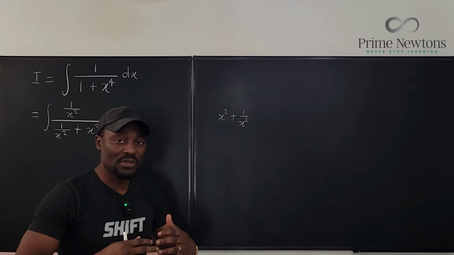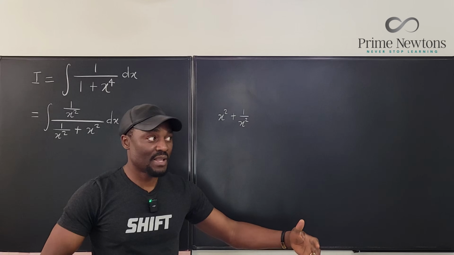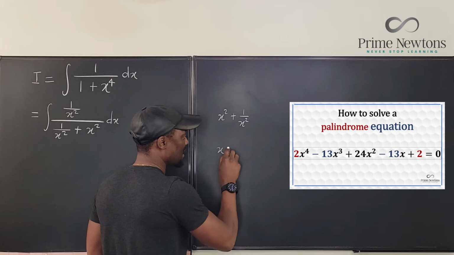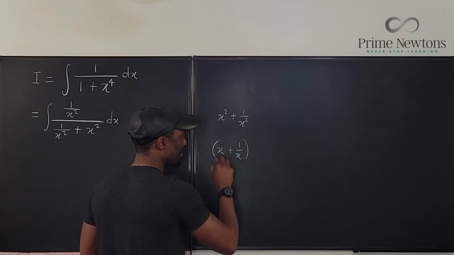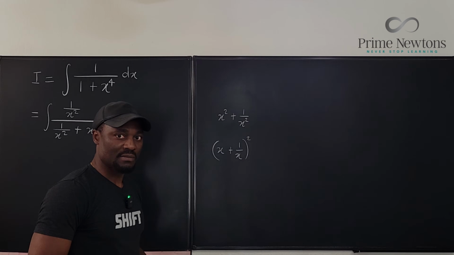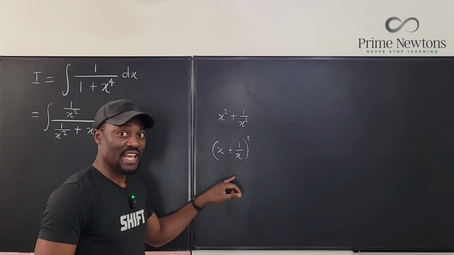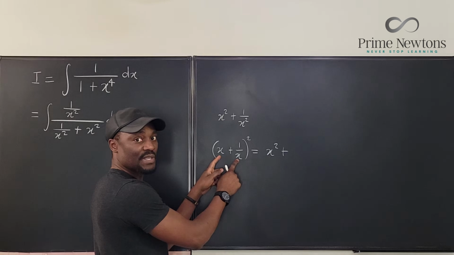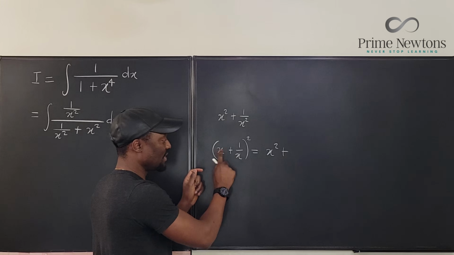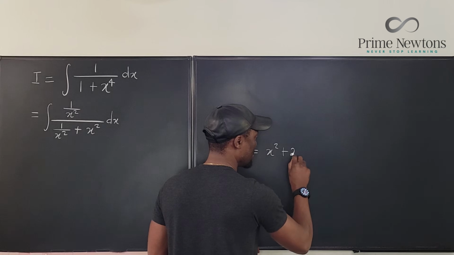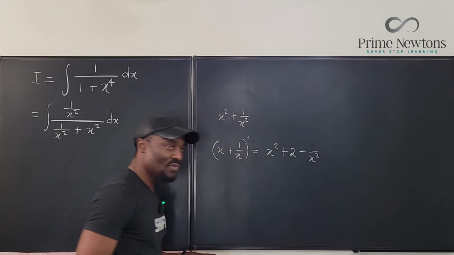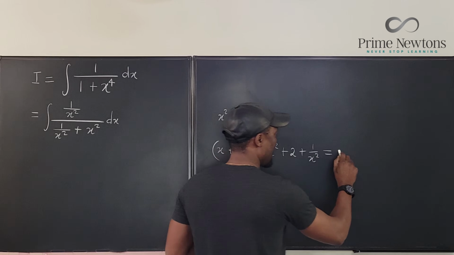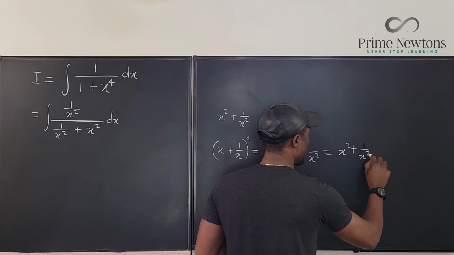If you've watched my videos on palindromic polynomials, you will notice that we had things like this. And I said that if you look at x plus 1 over x, if you square it, what are you going to get? You're going to get x squared plus the product of these two, multiplied by 2. So this times this is going to be 1. If you multiply that by 2, it's going to be plus 2 plus 1 over x squared. So you notice you can write this in terms of this, because this is the same thing as x squared plus 1 over x squared plus 2.